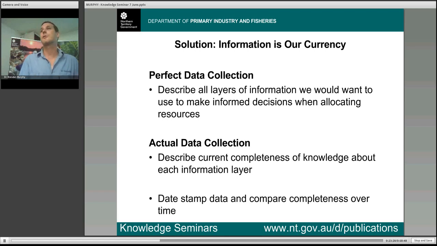And we use that as the benchmark at a given point in time in terms of how we're allocating our surveillance resources based on a given level of information. But where does that information range between 0 and 100% of possible knowledge? And again, as I said previously, we need to date stamp that data and compare completeness over time. And if we can show that our knowledge of a risk layer has increased over time, that's one of the descriptions of an increase in quality of our program over time.